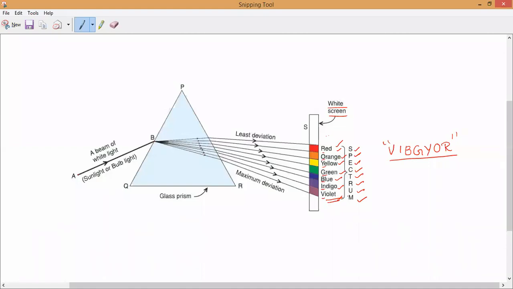Red has the least deviation, and violet has the maximum deviation. That is you should remember. So here if you observe, we represent all the 7 colors with VIBGYOR. V stands for violet. I stands for indigo. B stands for blue. G stands for green. Y stands for yellow, O for orange, R stands for red. That is you should remember.